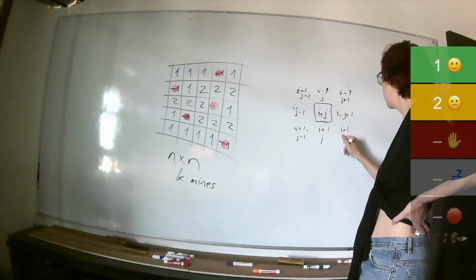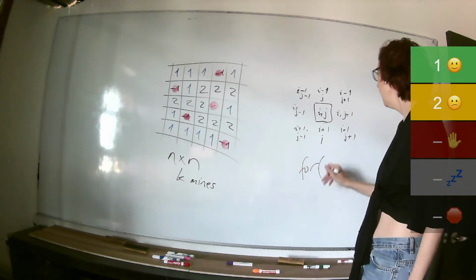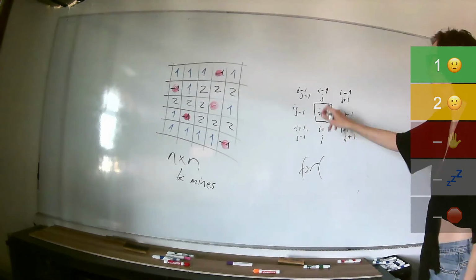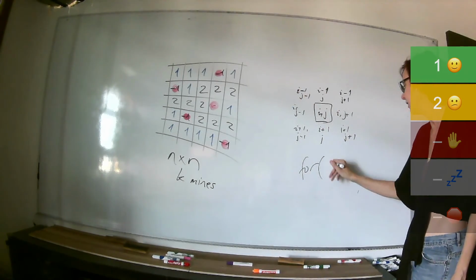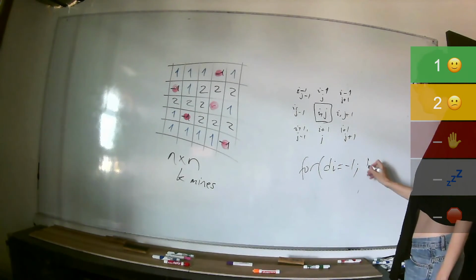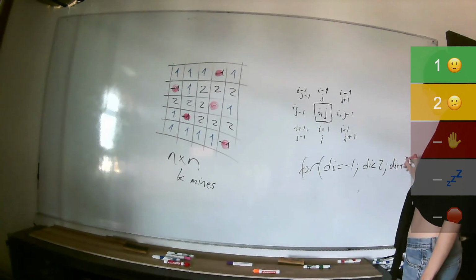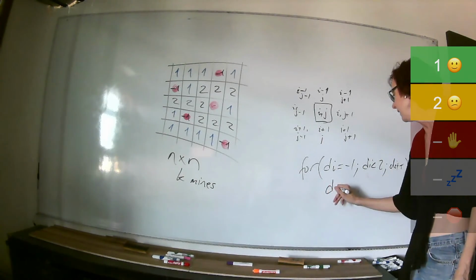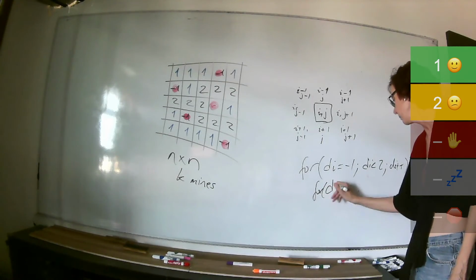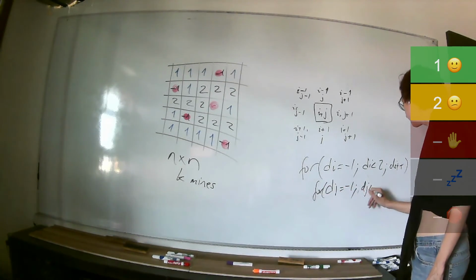next column. So basically it's a little for where we have like a difference of I, like a di, that goes from -1 to 1, di plus plus. And then we need a dj, going to be a quadruple for, that goes from -1 to 1.